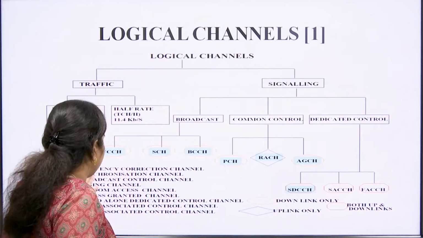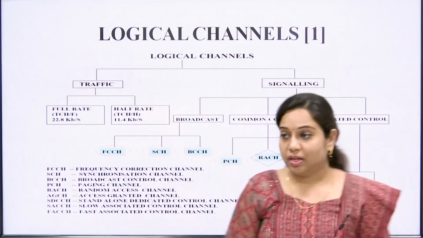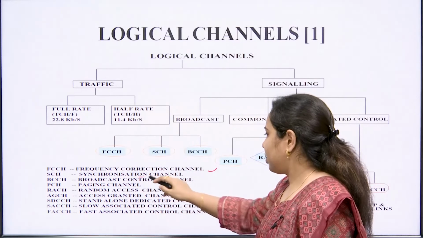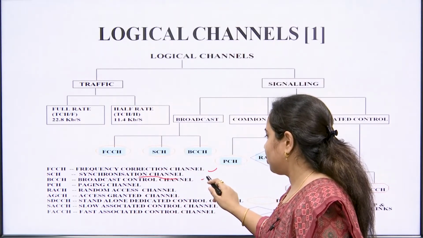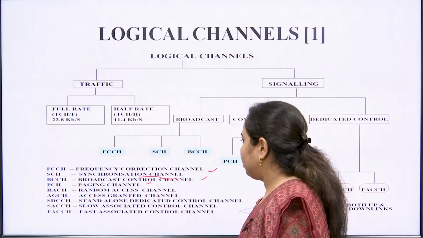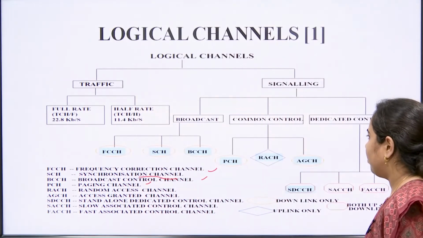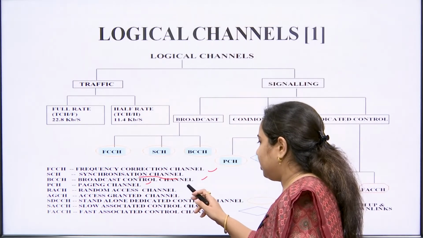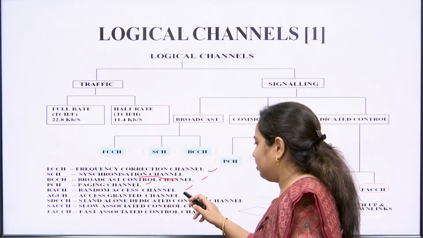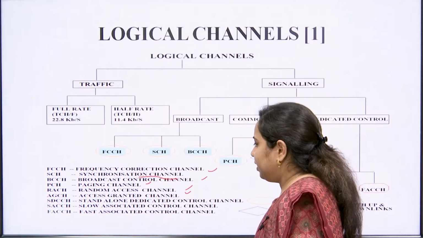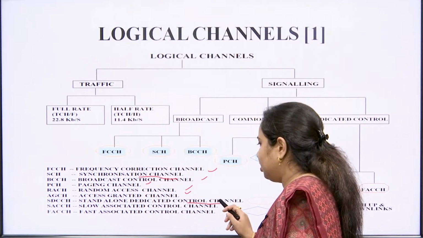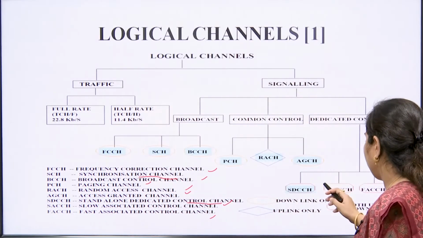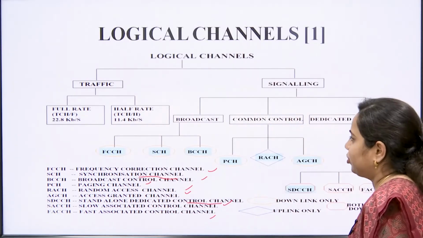So, this is FCCH. The full form of FCCH is frequency correction channel. Then SCH, that is synchronization channel. BCCH is broadcast control channel. This is the paging channel, PCH, which comes under common control signaling. Then RACH, that is random access channel, and access granted channel. Then there are the standalone dedicated control channel, slow associated control channel, and fast associated control channel. So, these are all related to the signaling type of channels.